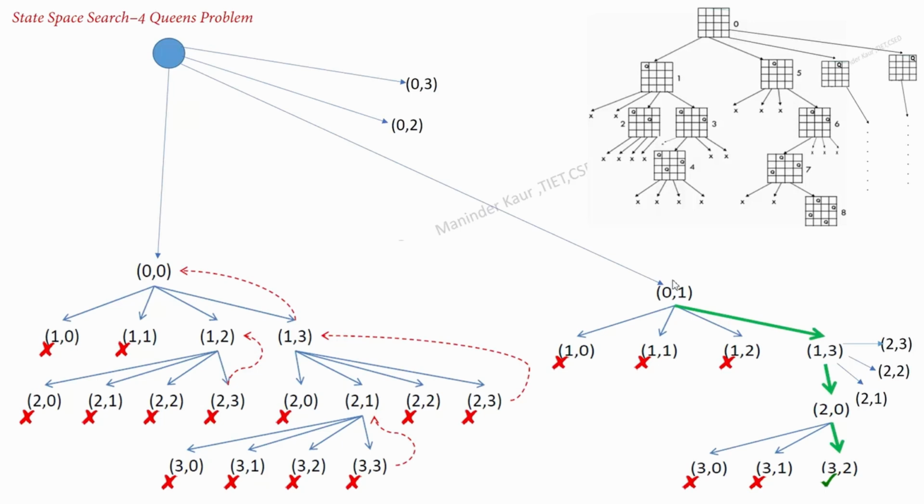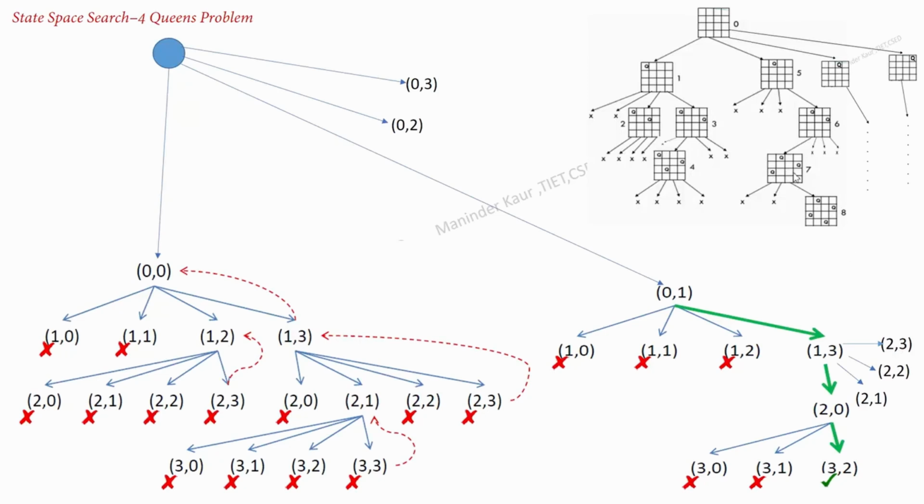Now considering the second case, where the queen is placed at the 0th row and first column index, like 0 comma 1, there are four possible ways: 1 0, 1 1, 1 2. These are not possible solutions, and 1 3, placing the queen at the first row and the third column index, is a valid position. Now this will further have four possibilities. The first possibility will be 2 comma 0, that means placing the queen at position 2 comma 0. The second, third and fourth, these three possibilities are not valid. You can cross these three also.